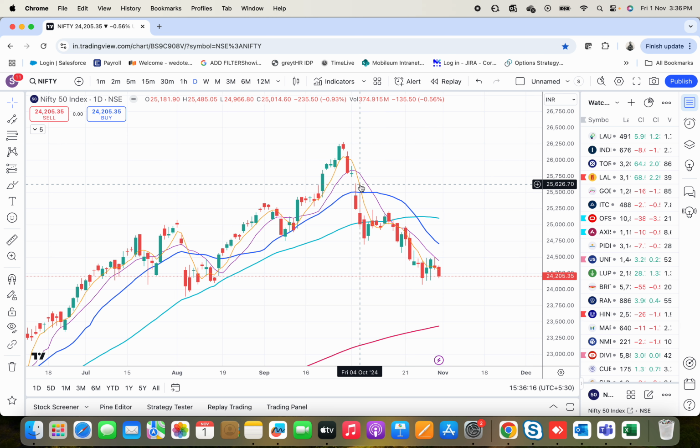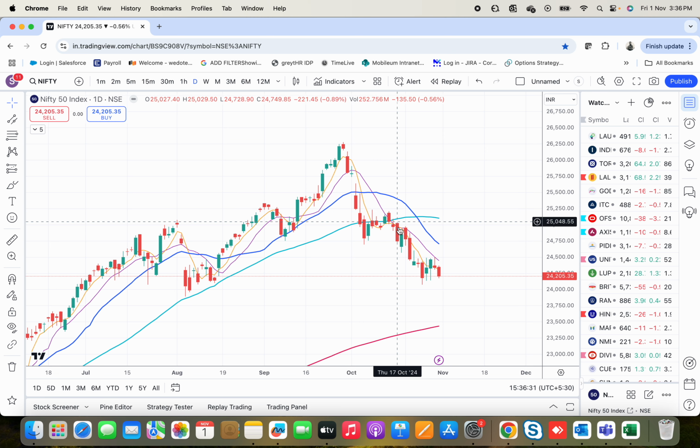For example, from 20 it has fallen to 50. 50 tried to move up, but 20 served as a resistance and pushed it back. Now again it came back to 50, and 50 also tried to move up again, but it could not move up above this.